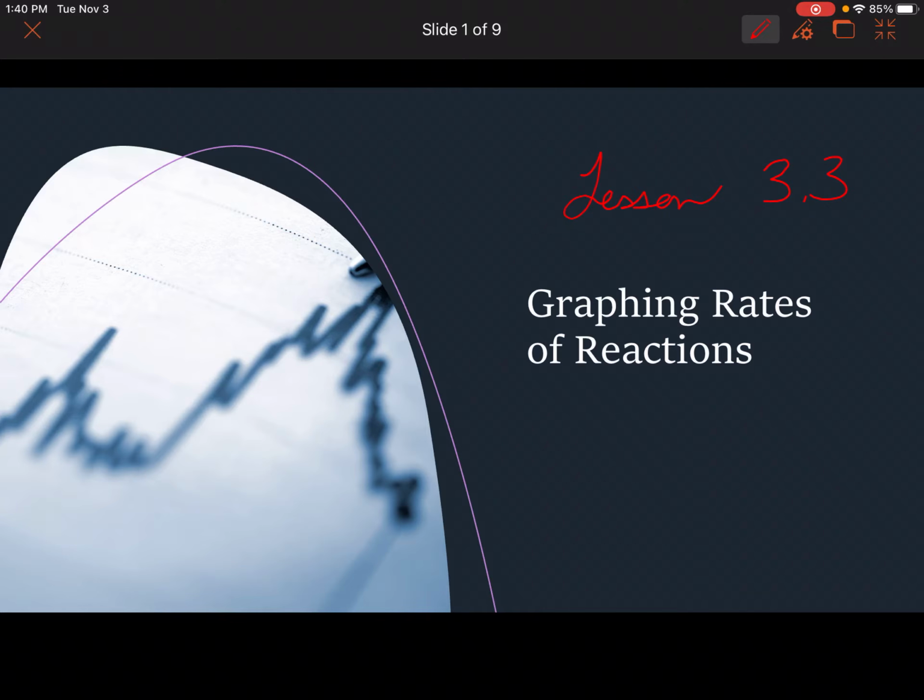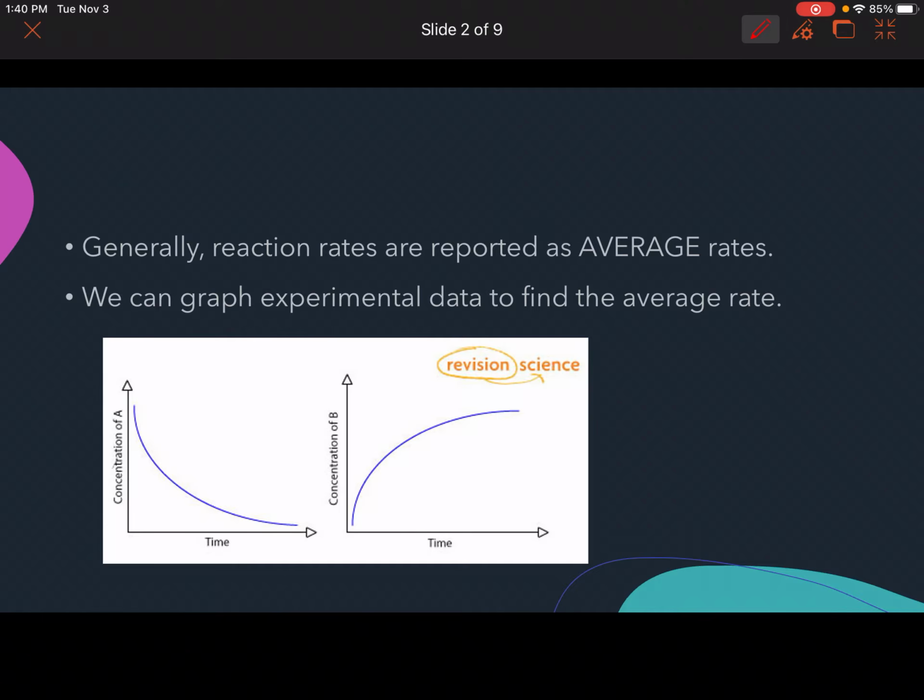So graphing rates of reactions. We're going to do a lot of graphs in this unit. I like it because it's very visual. Generally, reaction rates are reported as average rates. So when we see a rate of reaction, that's the average rate. That's not the speed at any particular instantaneous moment in time, but if we took all the different rates at the different times and we averaged them out, we would get that rate. So we can graph experimental data to find the average rate.